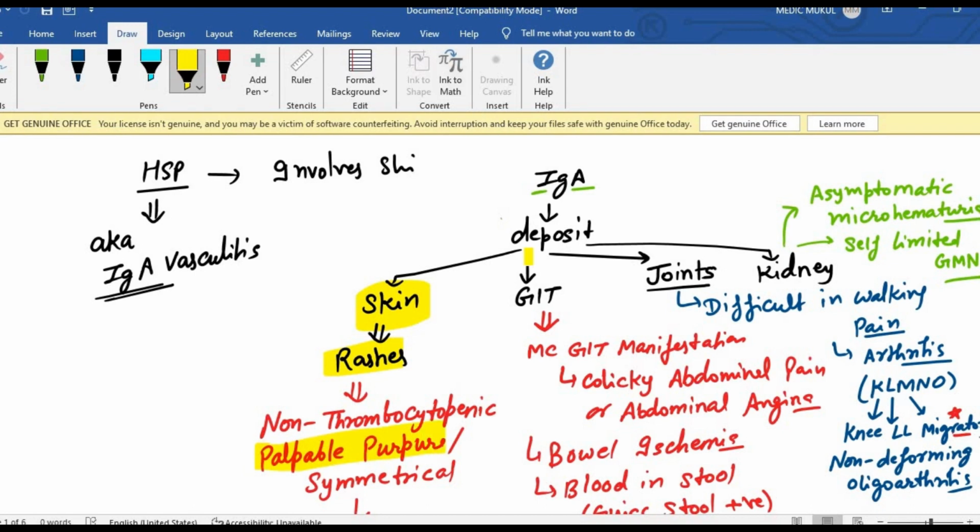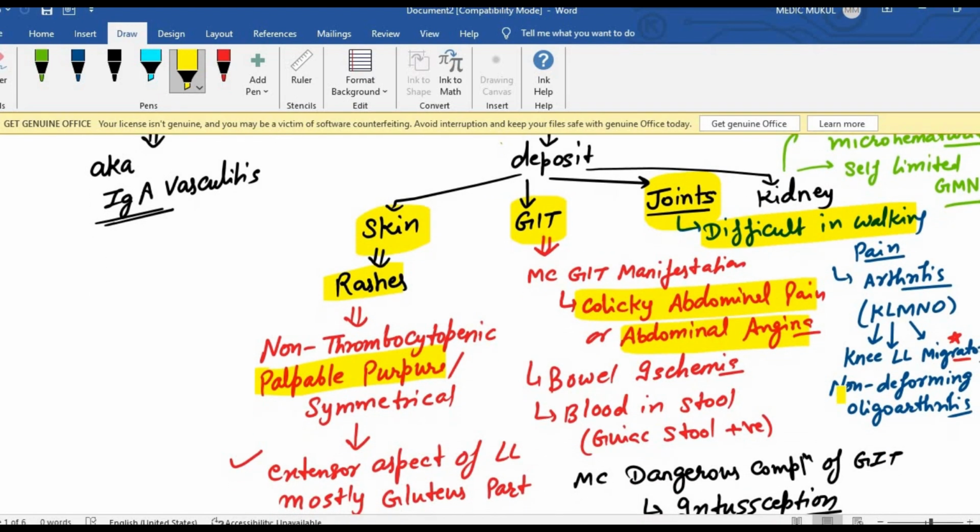When it is deposited in the GIT, we will see colicky abdominal pain or abdominal angina. So the important point here is colicky abdominal pain. If this IgA is deposited in the joint, there will be difficulty in walking and the patient will have pain. Along with that, we will see arthritis. What type of arthritis? KLMNO: migratory non-deforming oligoarthritis. And the most commonly involved joint is the knee. The knee joint is most predominantly involved.